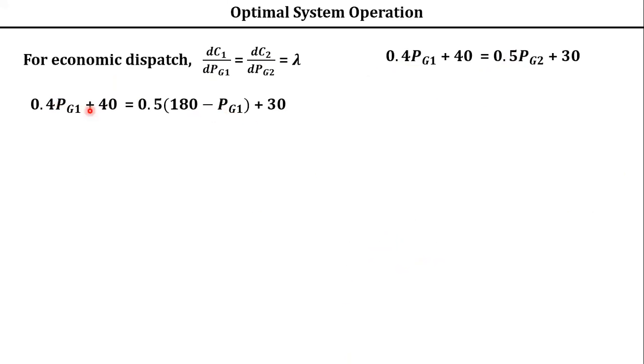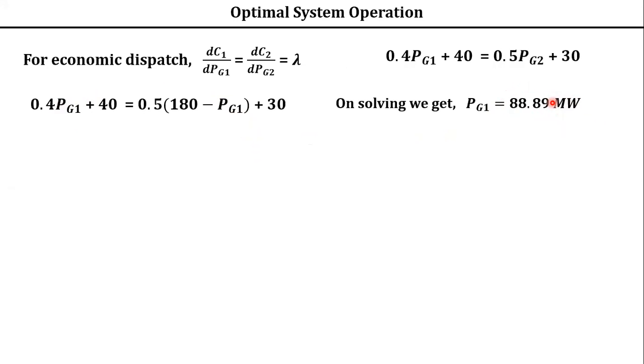Now we see only one unknown in this whole equation, PG1. Solve for PG1 here. So the resultant value will be 88.89 megawatt. Units are very important. So solve for PG1, and you will get PG1 is equal to 88.89 megawatt. Clear? Now how to get PG2?